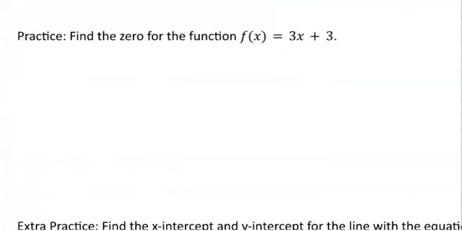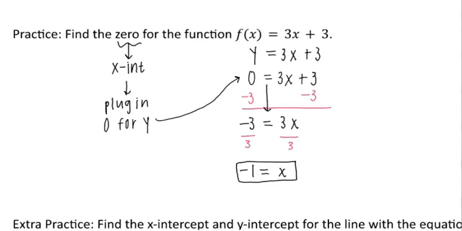Alright, I want you to try this one now. Find the 0 for the function f of x equals 3x plus 3. Hopefully you remembered from the vocab that a 0 is the same thing as an x-intercept, which means that you should be plugging in 0 for y to find it. We know that function notation f of x is the same thing as y, so I can rewrite my equation first, y equals 3x plus 3, but then I plug in 0 for y, so it's 0 equals 3x plus 3. Now I have to solve it for x.